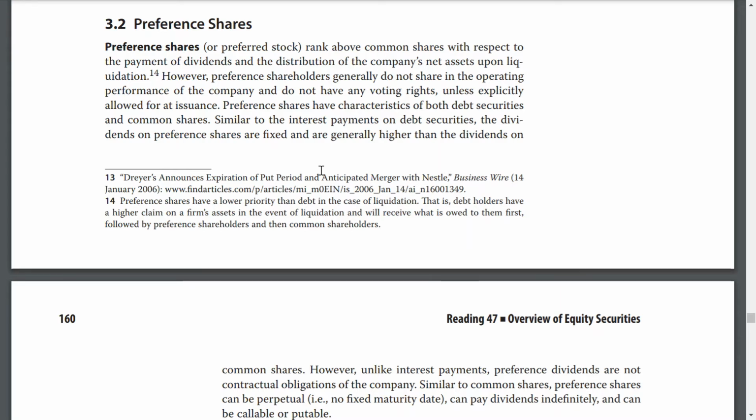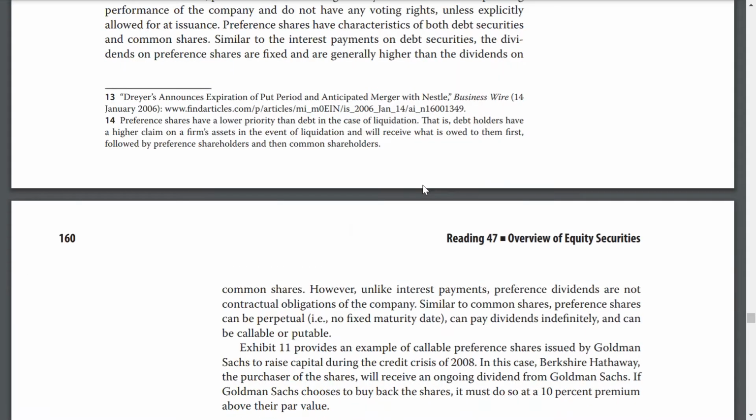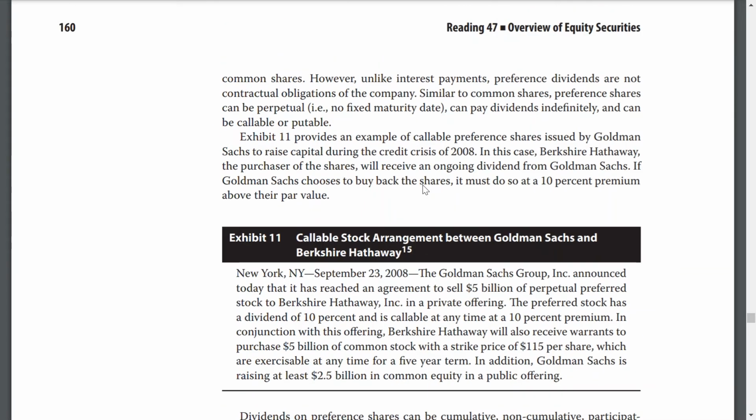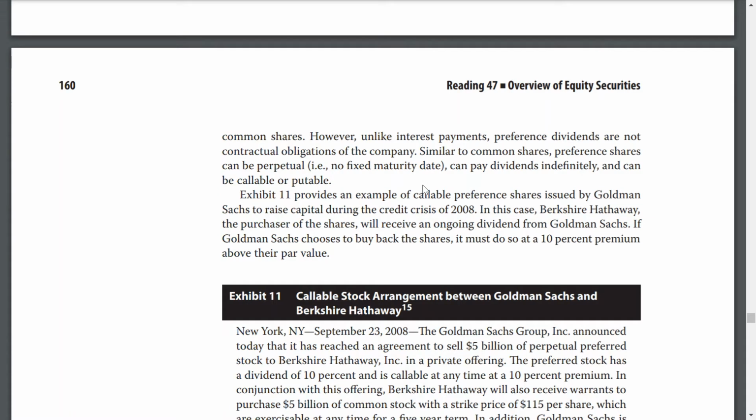Similarly to the interest payments of debt securities, the dividends on preference shares are fixed and generally higher than the dividends on common shares. However, unlike interest payments, preference dividends are not contractual obligations of the company. Similar to common shares, preference shares can be perpetual, can pay dividends indefinitely, and can be callable or puttable.